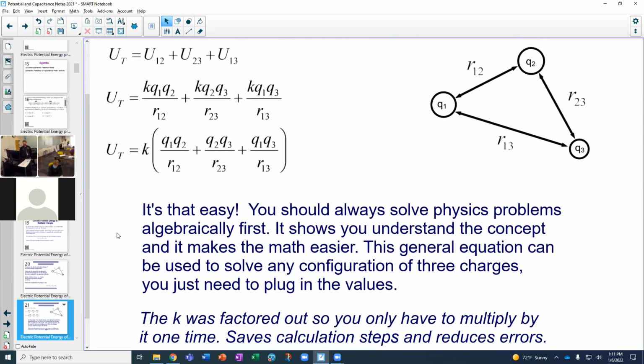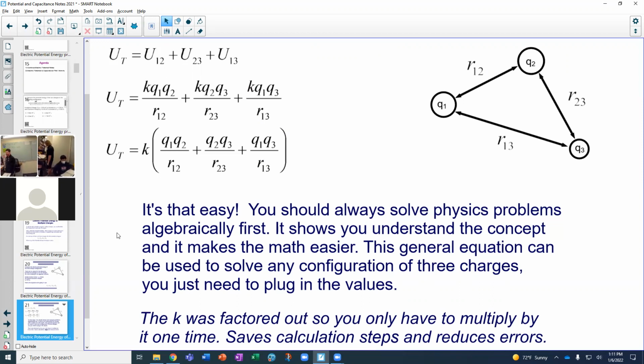Anybody have anything different or drastically different? Did you guys get a common denominator? Yeah. We simplified it more. Anybody have any questions about that?